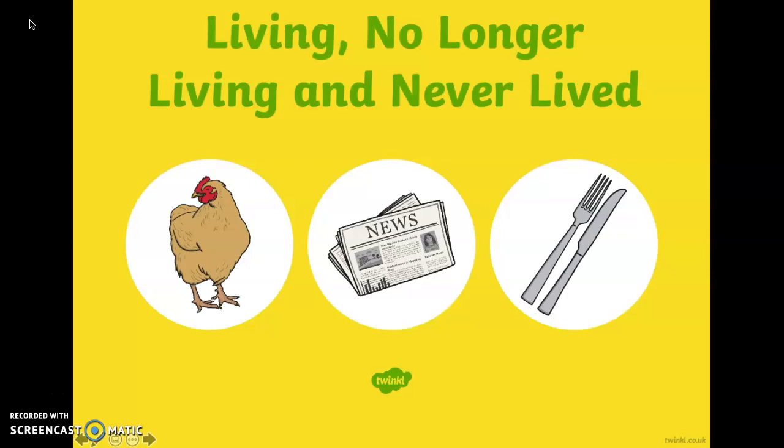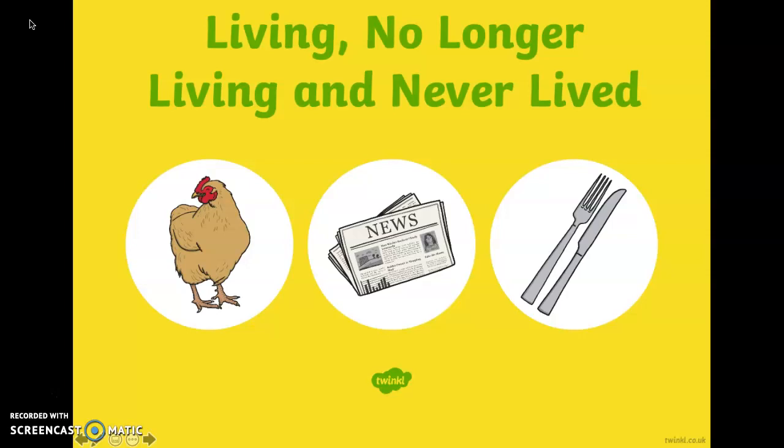So we know that animals live. We also know that plants live. And so those things that live have something in common. They breathe, they grow, and they excrete waste. Excrete is a fancy way of saying get rid of. So all living things do that, and non-living things don't.